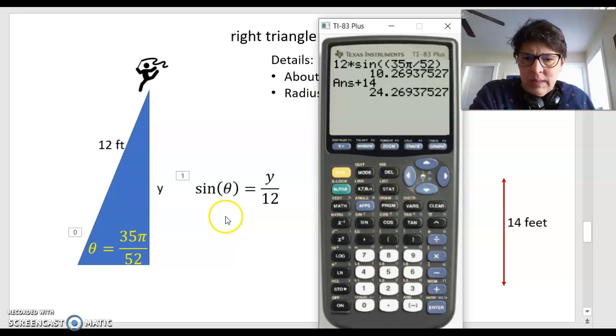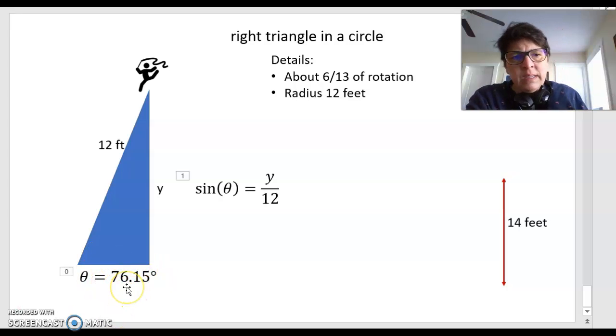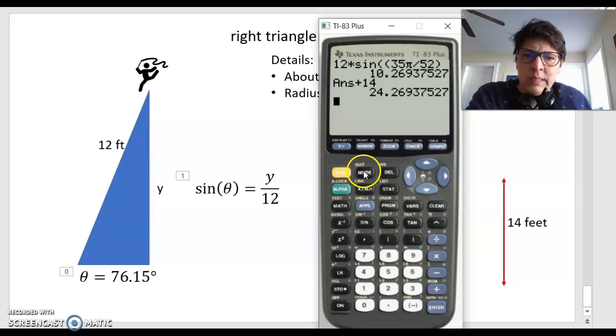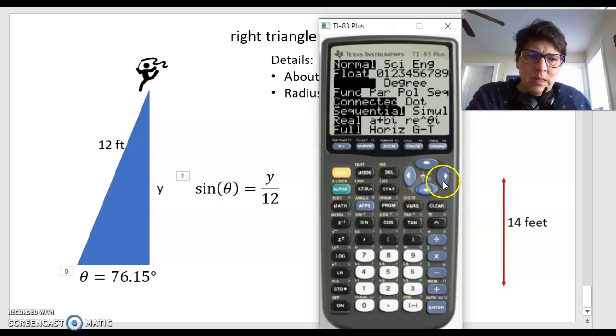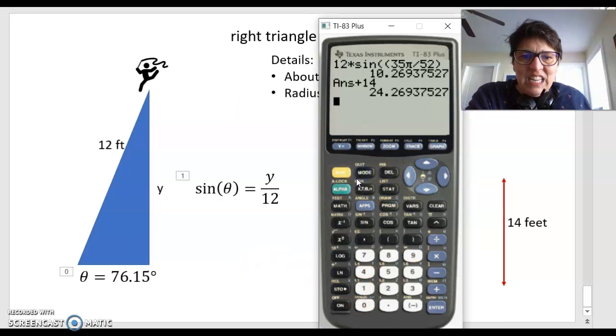Now, if we come to the part where we do degrees, so right here we've got 76.1. The method looks the same. It's going to be 12 times the sine of the angle. But we have to make sure we're in degrees instead of radians. So I'm just going to pull this up so you can see it's the same piece. Oh, I had an extra parenthesis. I didn't even realize it.